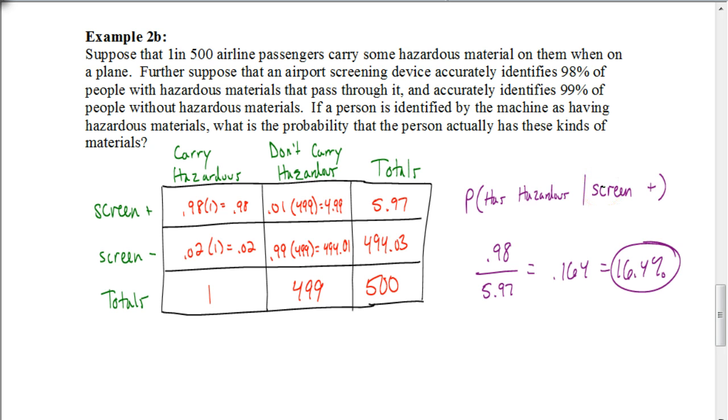So to start out, what is the probability of them screening positive and having hazardous materials? Well, that is right here, where we have 98% of the time that happening. So 0.98 would be in our numerator. The probability of them screening positive, our given amount, goes in the denominator. Well, that's 5.97. That goes in our denominator. So 0.98 divided by 5.97 gives you 0.164, or 16.4% of the time.